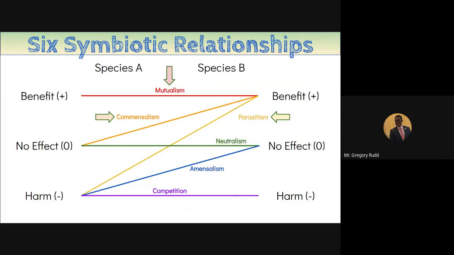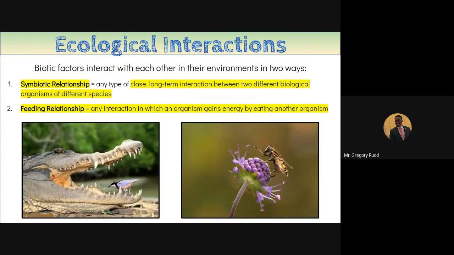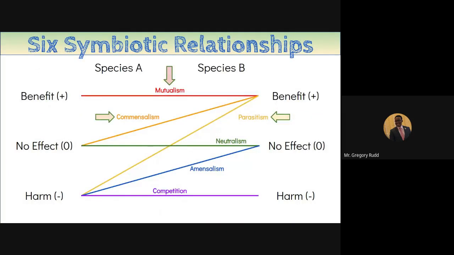So in nature, there are 6 symbiotic relationships. Again, a symbiotic relationship is defined as any type of close long-term interaction between two biological organisms of different species. So this image really helps to explain these 6 symbiotic relationships. Species A is on the left, species B is on the right. Species A can benefit. It might have no effect at all in its relationship with species B, or it might be harmed by species B. And same thing with species B. It can benefit from its relationship with species A. It might experience no effect at all, or it could be harmed by species A.